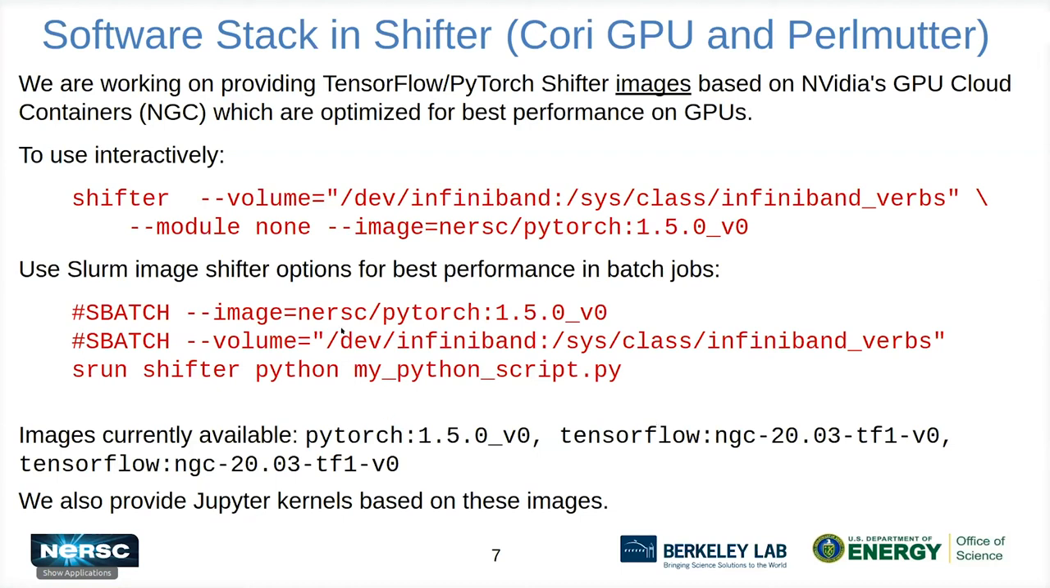The way to use this, if you want to use it interactively, again only on Cori GPU, is that you would essentially use it with a couple of options, mounting the network volume, and then running the image that you want, in this case, for example, PyTorch version 1.5.